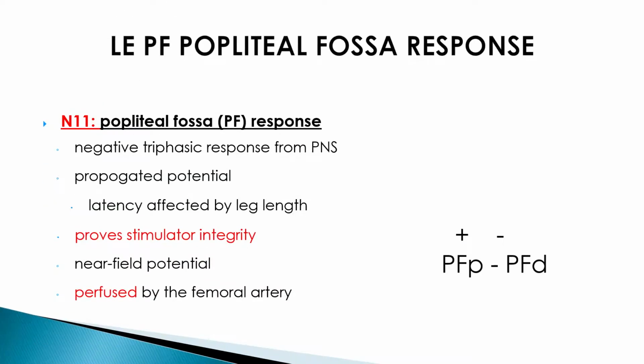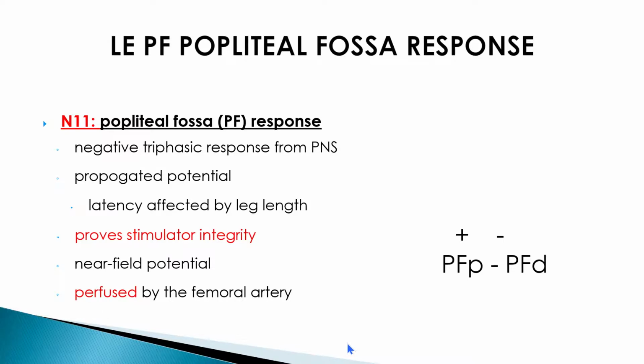We're going to stimulate at the ankle, and we're first going to record the N11, which is the popliteal fossa response. It's a negative triphasic response coming from the peripheral nervous system. It's a propagated potential, meaning the latency is affected by the length of the leg, or if you move the electrodes. This peripheral response also proves stimulator integrity, so it validates stimulation.